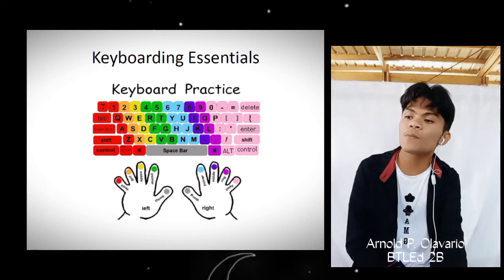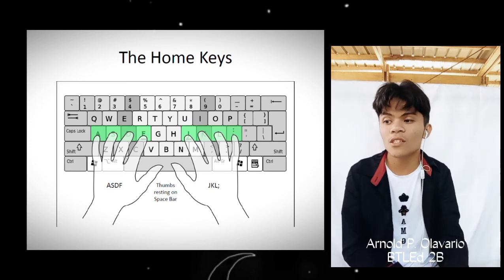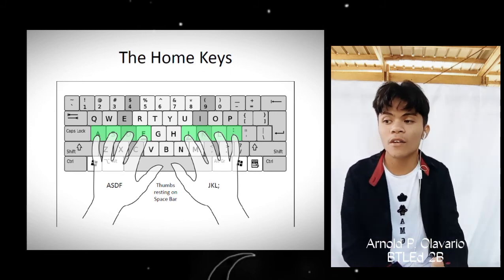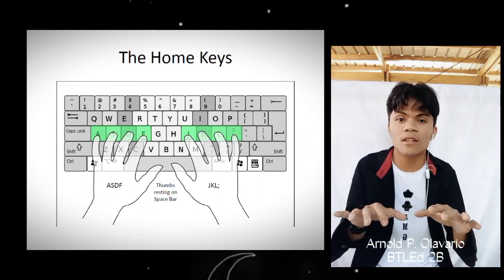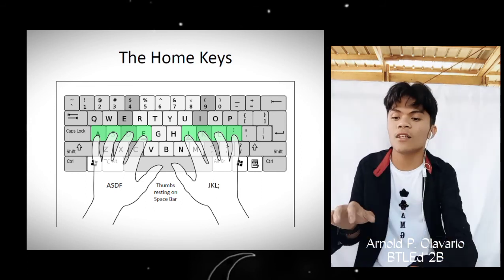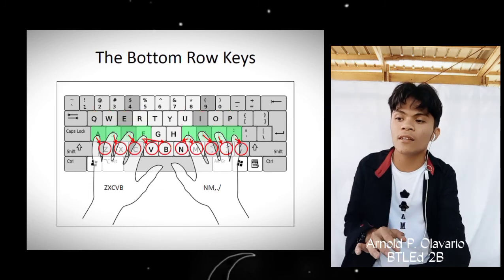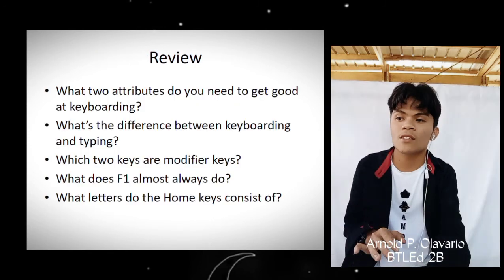So, next is the home keys, the suitable finger. Our finger placement should be correct. Then we have the top row keys and the bottom row keys.